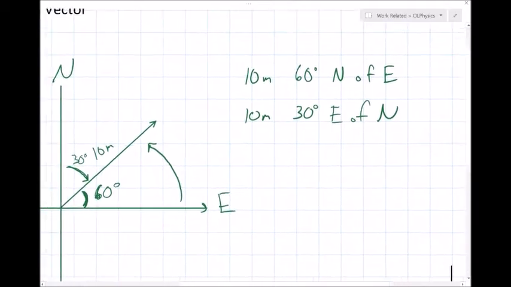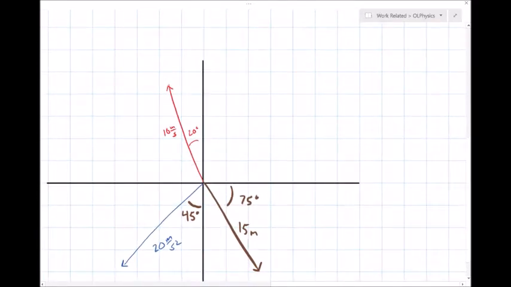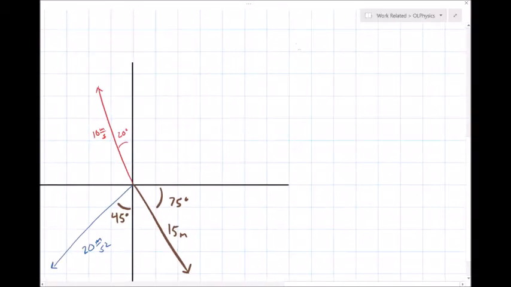So if we go back to our first one, we knew that we could say 10 meters, 60 degrees north of east, and that gave us the exact same thing as 10 meters, 30 degrees east of north. Something you should notice right here is that complementary angles are key. So let's start with our red vector. First, we'll write down what we got. With our red vector, we'll call him R, R is equal to 10 meters per second, 20 degrees.